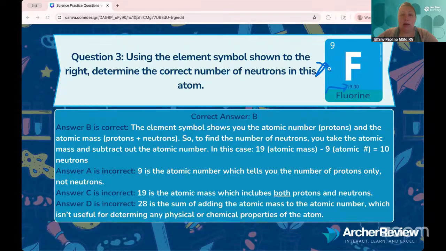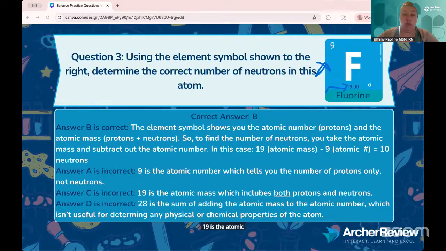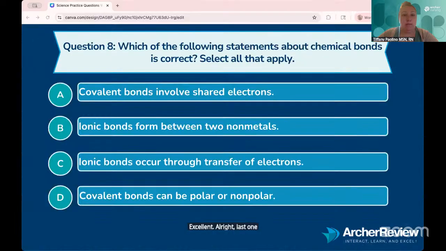9 is the atomic number. It's only going to tell me the number of protons. 19 is the atomic mass. That's protons and neutrons. So in order to find the correct number of neutrons, we have to do the math, right? Subtract. Excellent. All right, last one in chemistry.